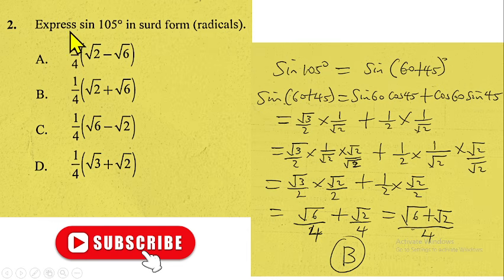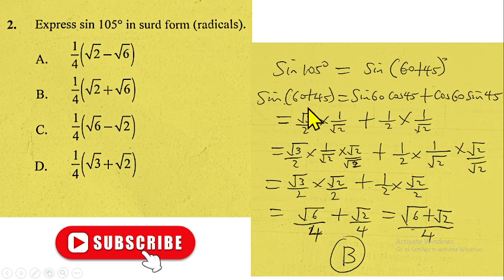And we have to express sine. Sorry, pardon me. So number 2 is on trigonometric ratio. It's on trigonometric ratio rather. You have to express sine 105 degrees in surd form. Sine 105 degrees in surd form.